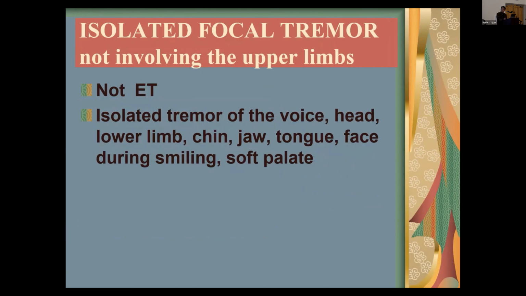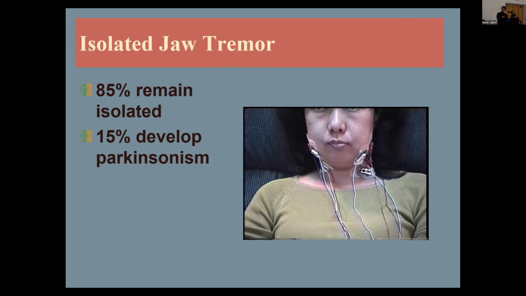Okay, so if a patient has an isolated focal tremor, not involving the hands, is that essential tremor? So in the past, we used to lump everything with tremor as essential tremor, especially if there's a family history of essential tremor. But nowadays we call these syndromes or tremor conditions isolated tremor. For instance, you can have an isolated tremor of your voice or an isolated tremor of your head, your chin, jaw, tongue, face during smiling, or your soft palate. So I'm going to show you an example next of an isolated jaw tremor.